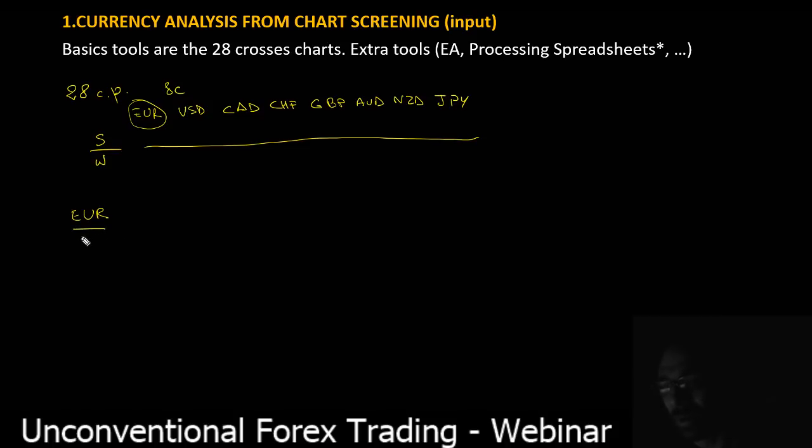Euro USD, euro CAD, euro Swiss franc, euro GBP, euro Aussie, euro New Zealand dollar, and euro Japanese yen. So we analyze these 7. This has to be done exactly: 1, 2, 3, 4, 5, 6, and they are 8, of course, because I made this double.